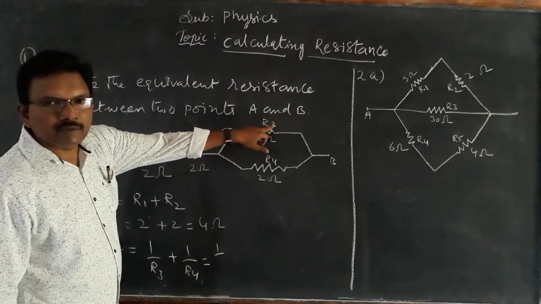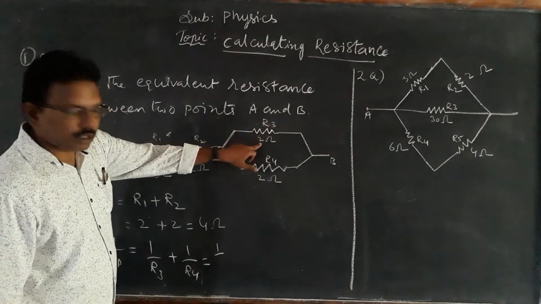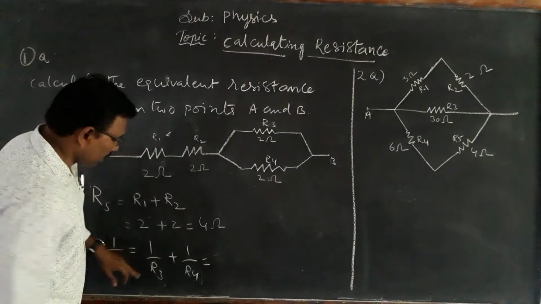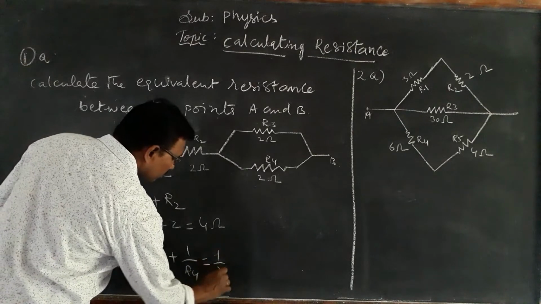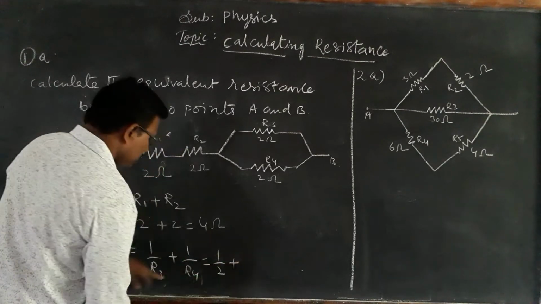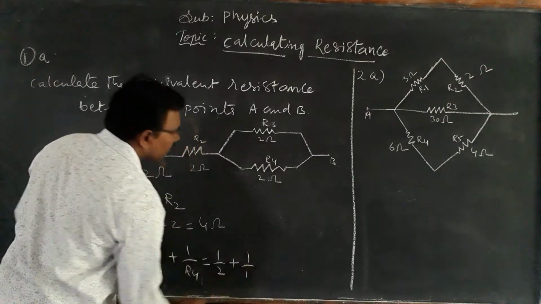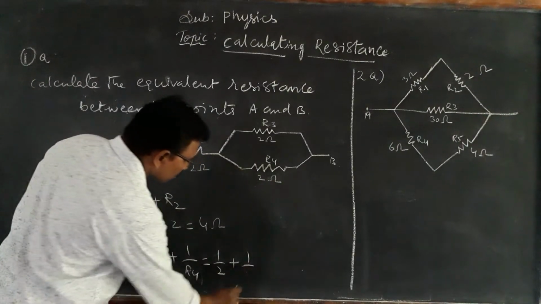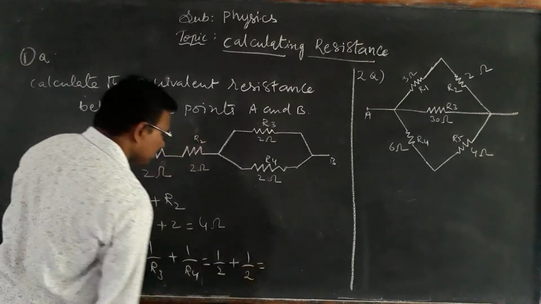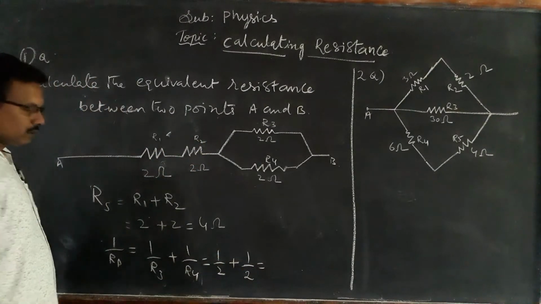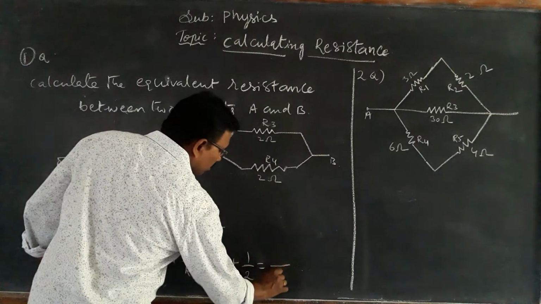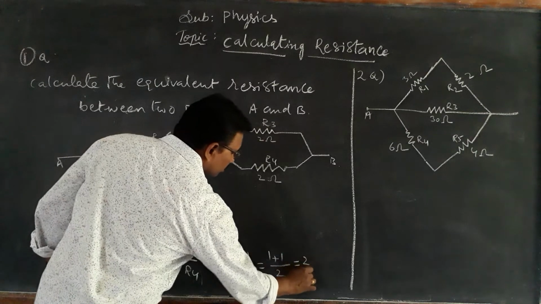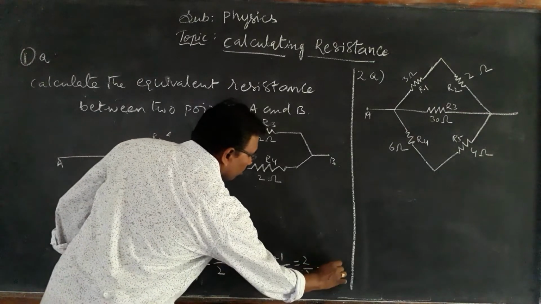I have given numbers for the resistors. Third resistor, resistance how much? 2. So 1 by 2, the value of 1 by R3 is 1 by 2, plus 1 by R4. Resistance of R4 how much? 2 ohms. Then after simplification, 1 plus 1, that means 2 by 2, is equal to 1 ohm.